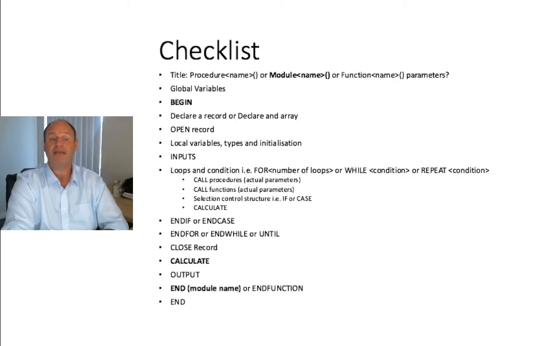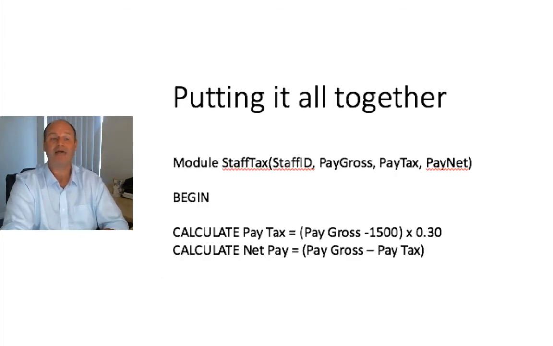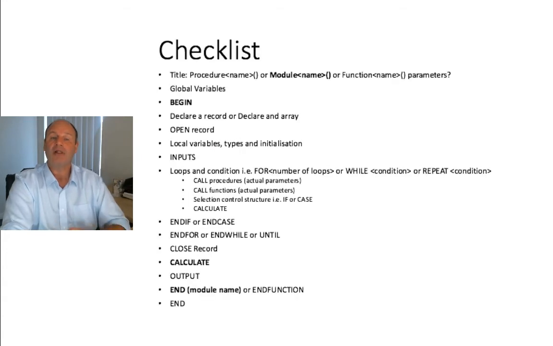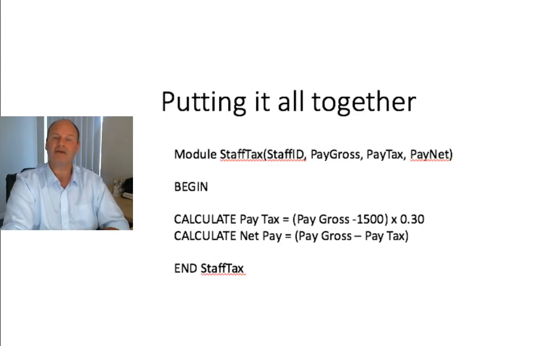We then put in the calculations, which is the processing part. Remember, CALCULATE is a keyword, and this needs to be in capital letters. We then write in the calculations. The last element to put in is the keyword END, with the module name in brackets. And here is the complete solution. Pause this video and write this solution down on page 3 of your booklet.